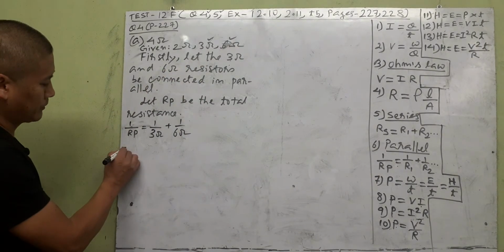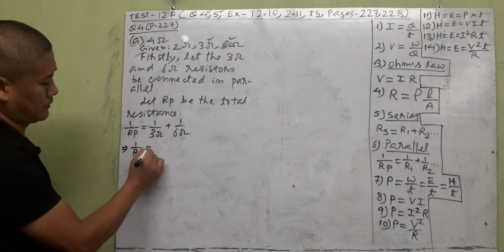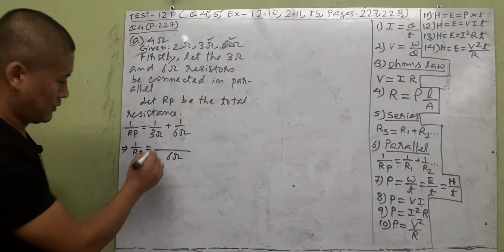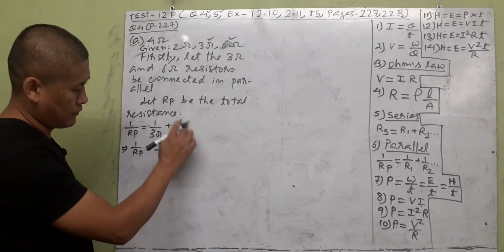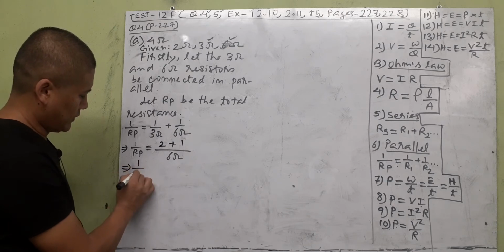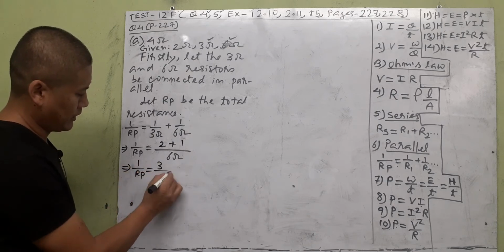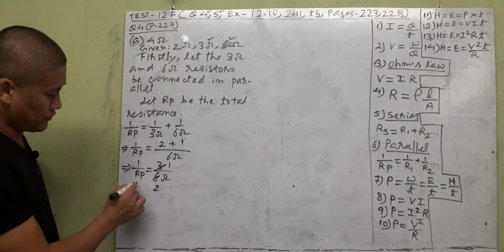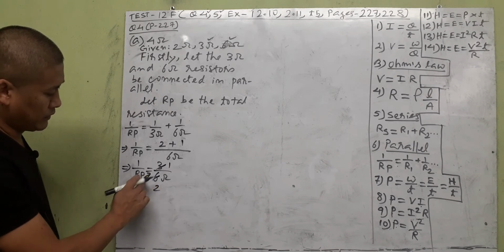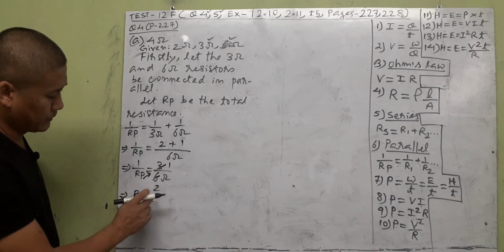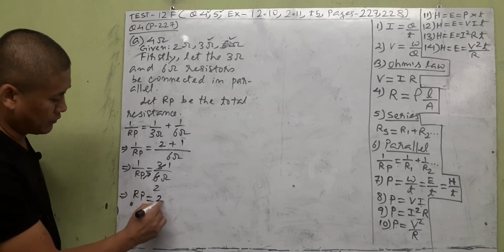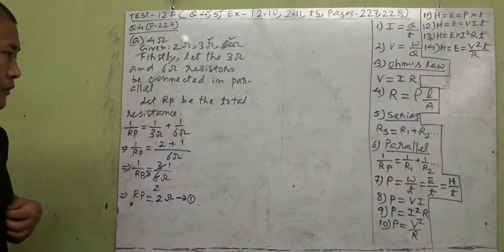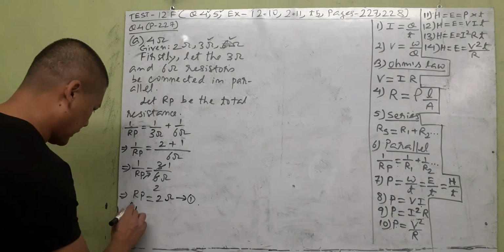Here, it is a simple case of solving it carefully. So LCM of 3 and 6 is 6 ohms. 3 twos are 6, 6 ones are 6, 1 ones are 1. So we're going to get here 1 by RP is equal to 3 by 6 ohms. Cross multiply down and up. RP into 1 is RP only. Then 2 ones are 2 ohms. So let's put this one as equation 1.